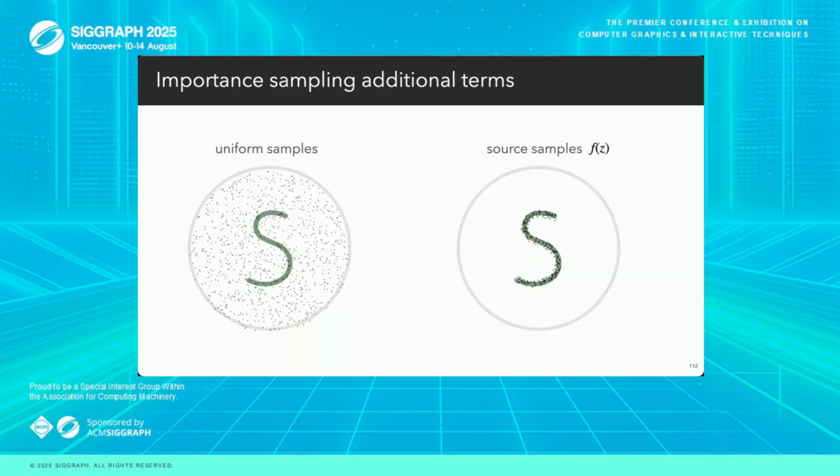Now, you can play similar tricks by trying to importance sample from the source term rather than the Green's function. So for instance, if we have this S-shaped source term, I can try to concentrate all of my samples inside of that region.